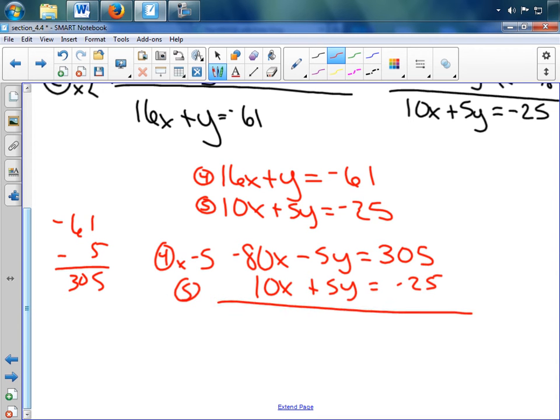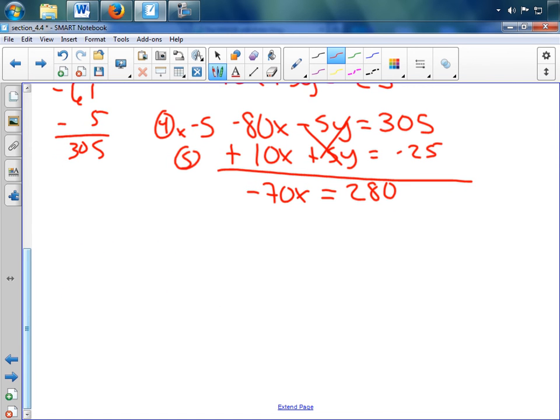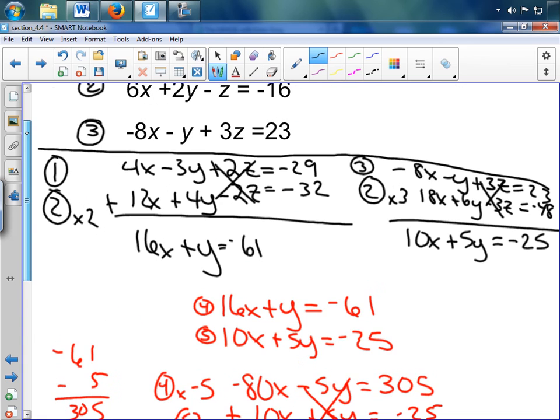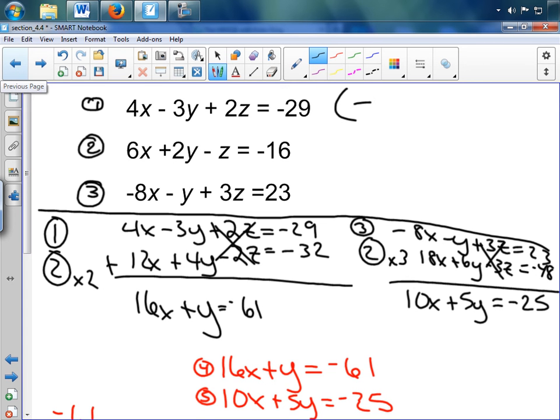I'm going to add those together, and I'm going to get negative 70x, y eliminated, equals, what was that, 280? Which I'm happy right now because 70 is a factor of 280. So I'm going to divide each side by negative 70. X is equal to negative 4. Boom. So now I'm going to go back up above the line. Negative 4, that's my x.